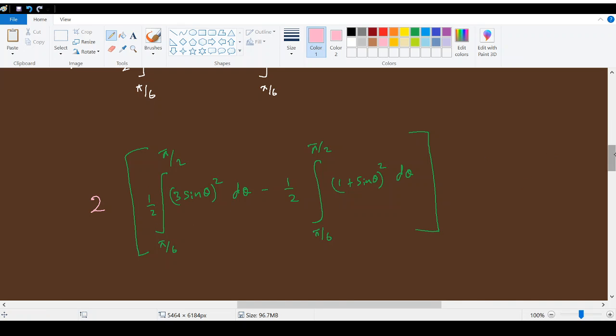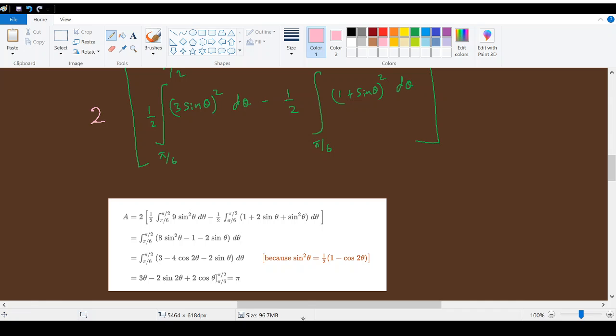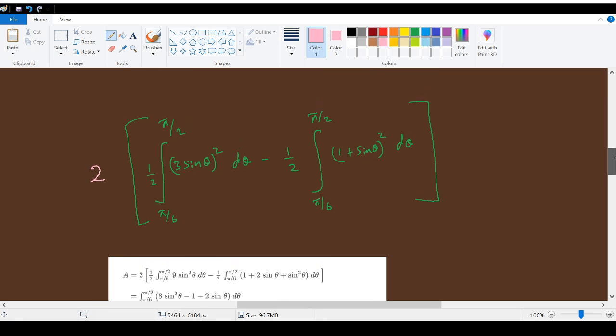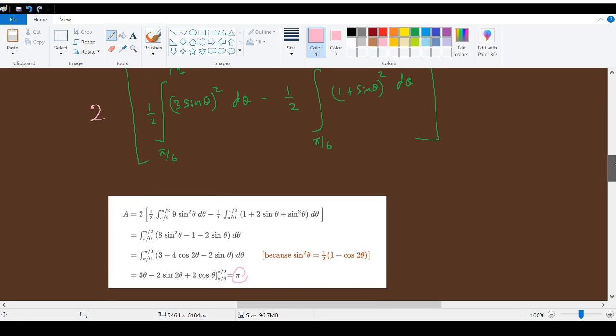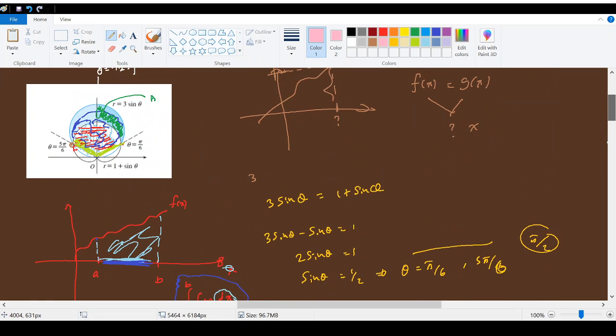So anyway, when you compute these integrals, you can see that the simplification will follow like this, and the final answer is equal to pi. So that means the area of this total region will be equal to pi square units.